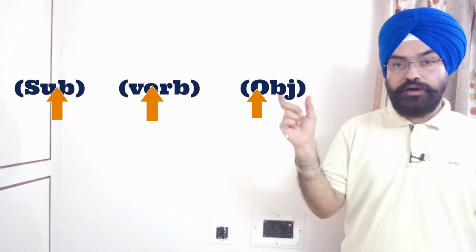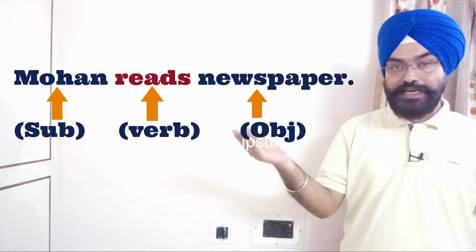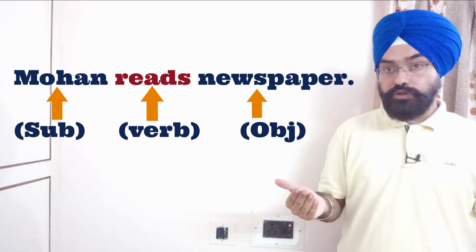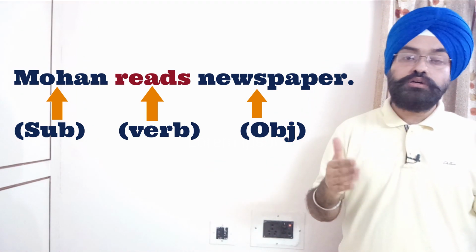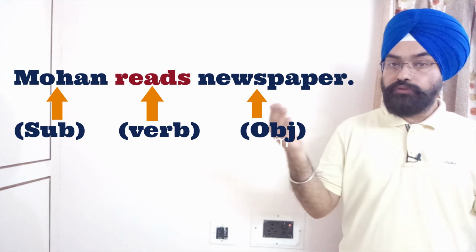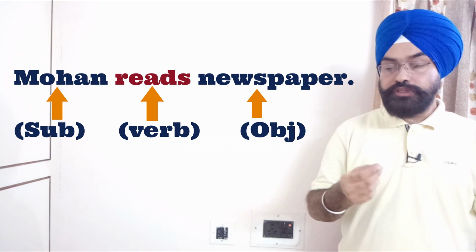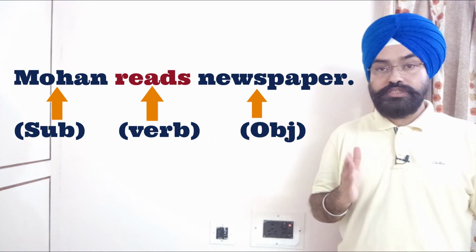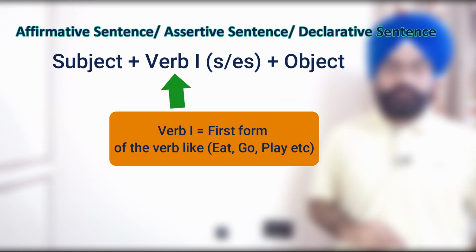Let me take one example: Mohan reads newspaper. In this sentence you will find that Mohan is a subject and read is a verb, and it takes s with it, and sometimes it takes es also. We are going to talk later in our video about the reason that a few verbs take s or es. And after that you can see there is one object, right? This is the scenario, and in this form we can make this sentence.